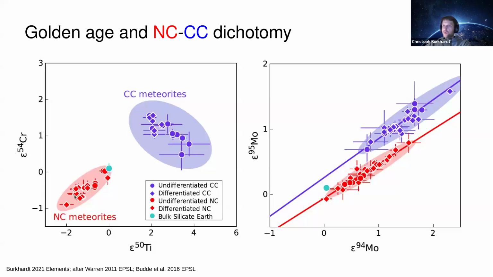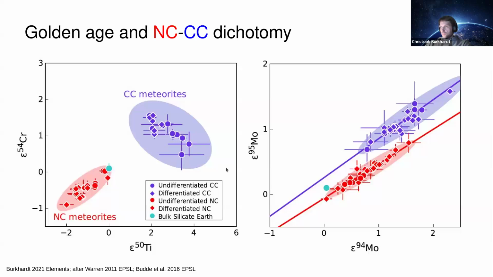And what's even more important, both of these fields contain differentiated as well as undifferentiated meteorites. So that means early and late form bodies, iron meteorites, as well as chondrites. And this dichotomy is seen in chromium-titanium, but also just in molybdenum-95 versus molybdenum-94. And this has the advantage that we can also measure all the iron meteorites. So there are more points on here than on here.